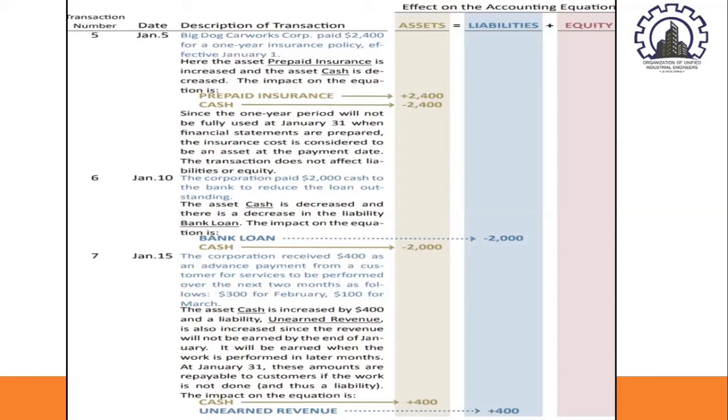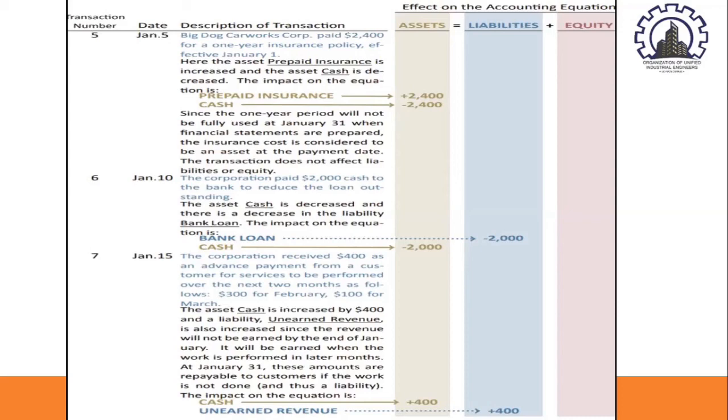And continually, it will be earned when the work is performed in later months. So at January 31st, these amounts are repayable to customers if the work is not done, and thus a liability. So the impact is unearned revenue. So that's plus 4,000 under liability, because that becomes a debt obligation.